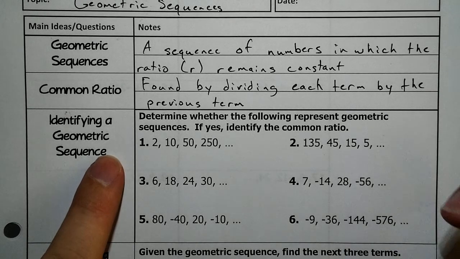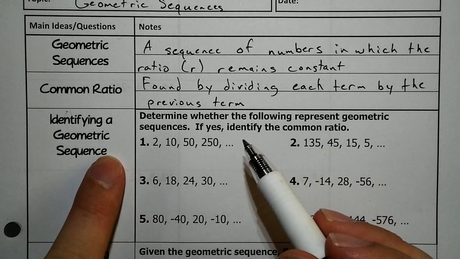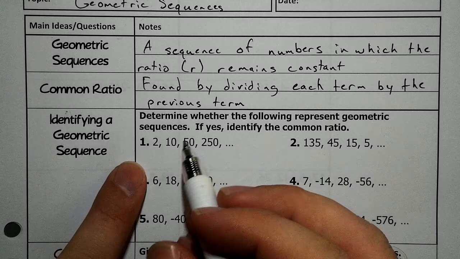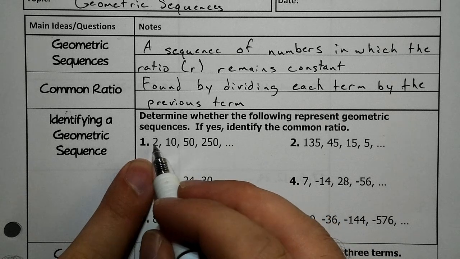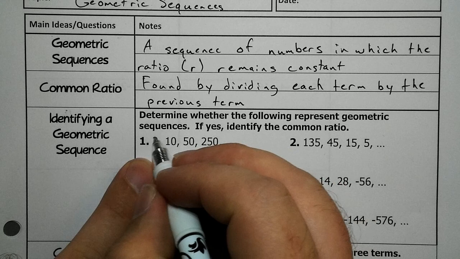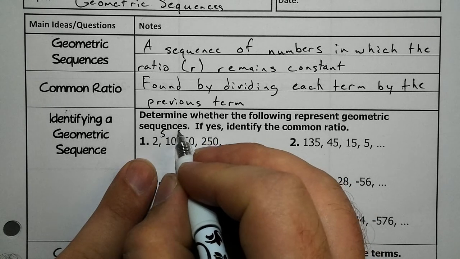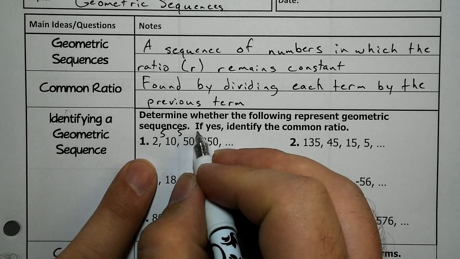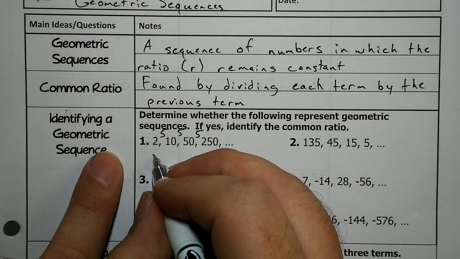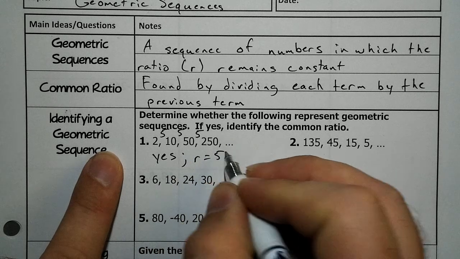Now, let's identify a geometric sequence. It says, determine which of the following represents a geometric sequence. If yes, identify the common ratio. So, on this one, 10 divided by 2, because we find the common ratio by dividing the term by the previous term. 10 divided by 2 is 5. 50 divided by 10 is 5. 250 divided by 50 is 5. So, 5 all the way across. Yes, this is a geometric sequence, and the common ratio is 5.